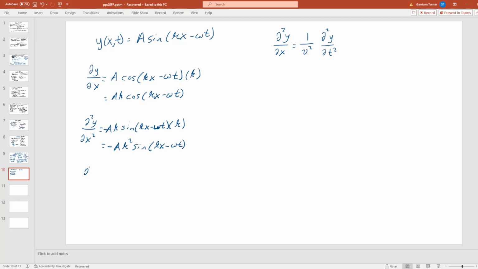So what about dy/dt? The partial with respect to t is a times cosine of kx minus omega t times minus omega. Whoops, this is cosine, I missed the cosine. I knew something didn't look right.